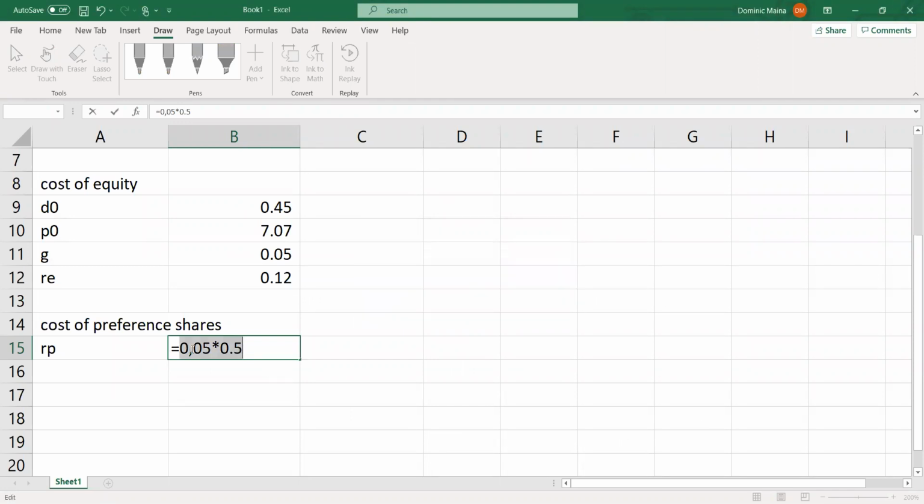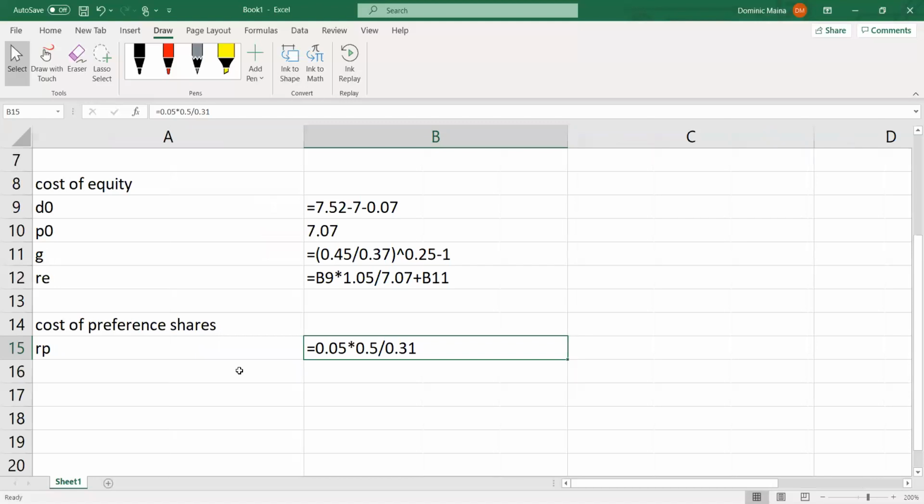Okay, 0.05 or 5%. Thus give us a preferred dividend. Divide by the market value, which in this case is 0.31. You can express it as a percent if you prefer, but you can stop there. And therefore we get the cost of preference shares for this particular company to be equal to 8%.